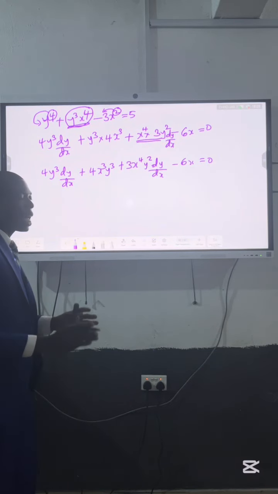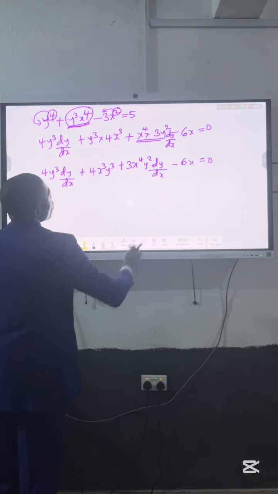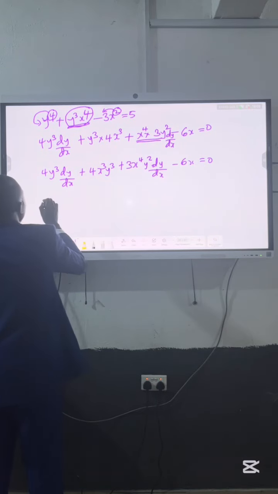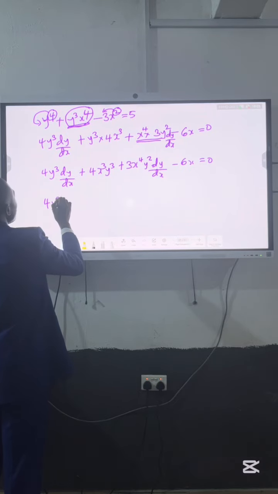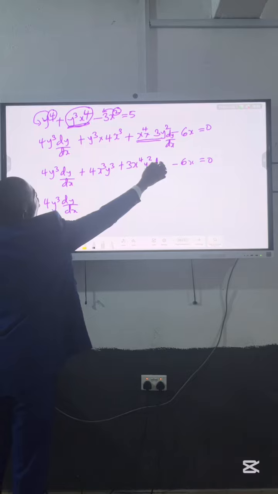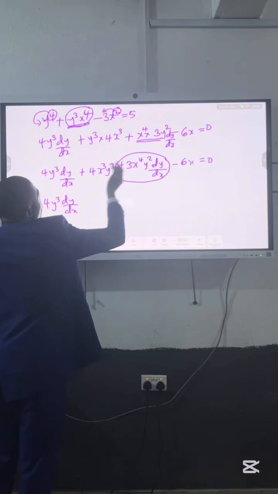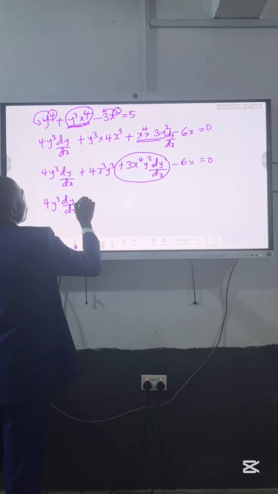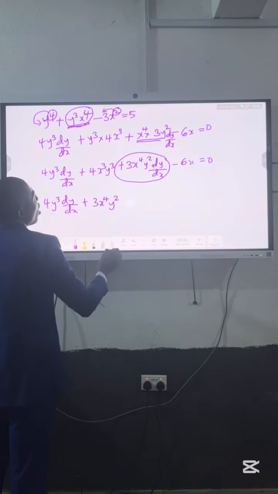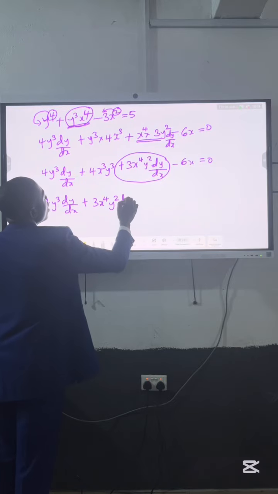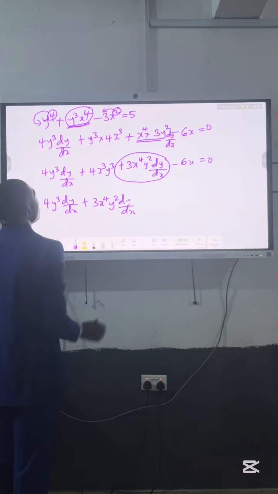Now, bring all the terms that have dy/dx close to each other. So, push this one close by. You're going to have 4y to the power 3 dy/dx. So, carry this one and shift it close by. You're going to have plus 3x to the power of 4, y to the power of 2, then dy/dx.